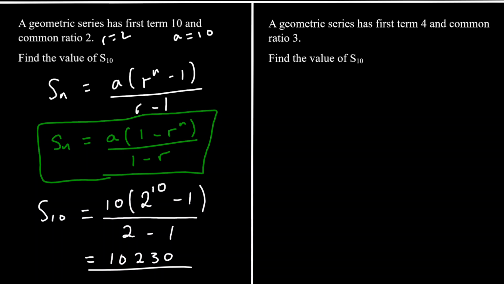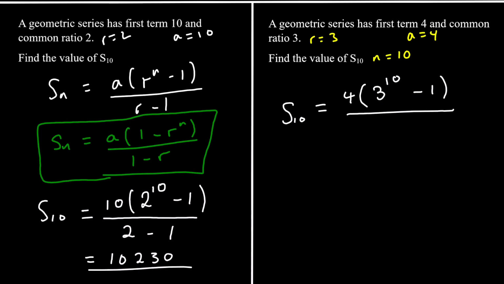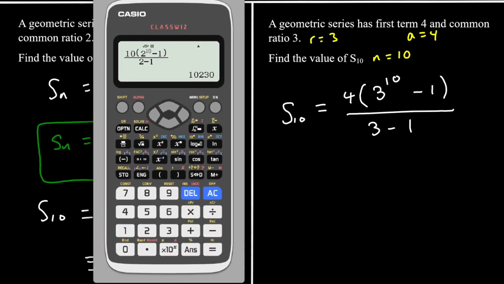So this time we have a as 4, r as 3, and n is 10 again. So the sum of the first 10 terms is a, which is 4, times r to the power of n, 3 to the power of 10, take away 1, over r minus 1, 3 minus 1. And again, we can just type that into the calculator. So 4 times 3 to the power of 10, take away 1, over 3 take away 1. And we get 118,096.